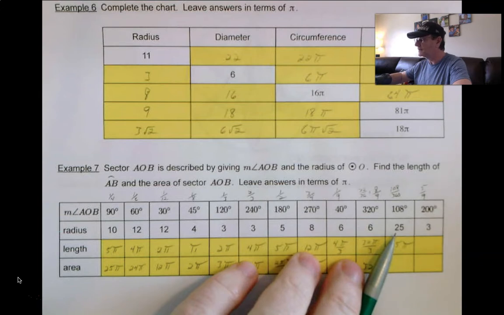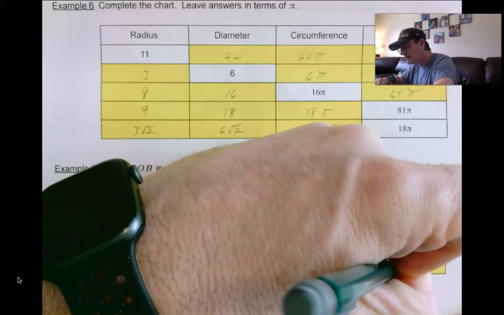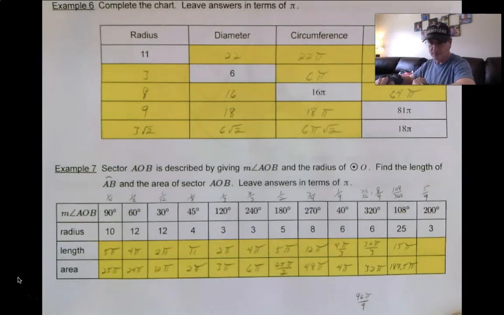625 is our area. 625 pi times 8 divided by 360. Oh, it doesn't divide evenly, but I'm going to leave the decimal this time. 187.5 pi. It's just a little bit quicker to write it that way.